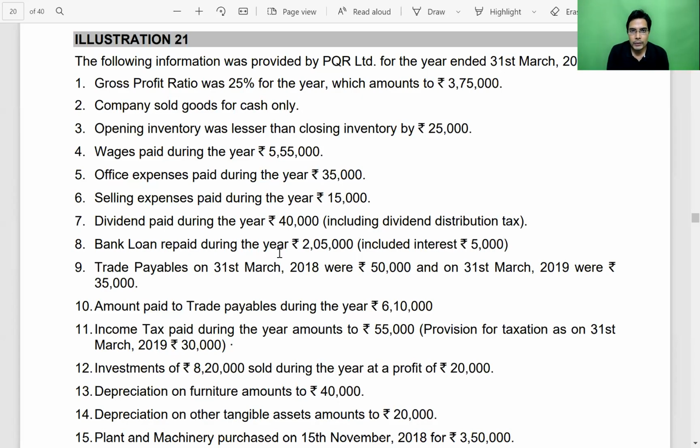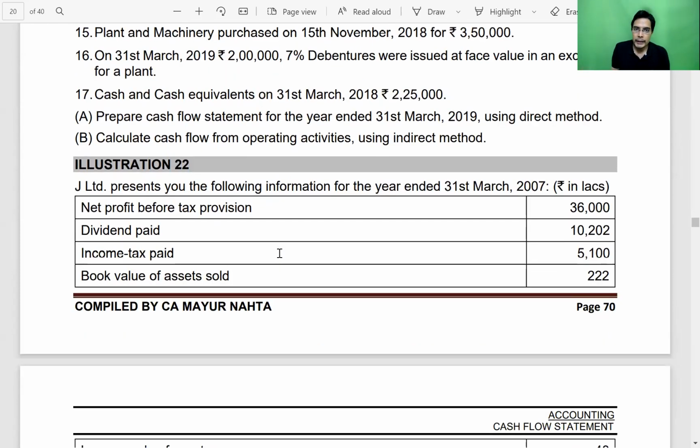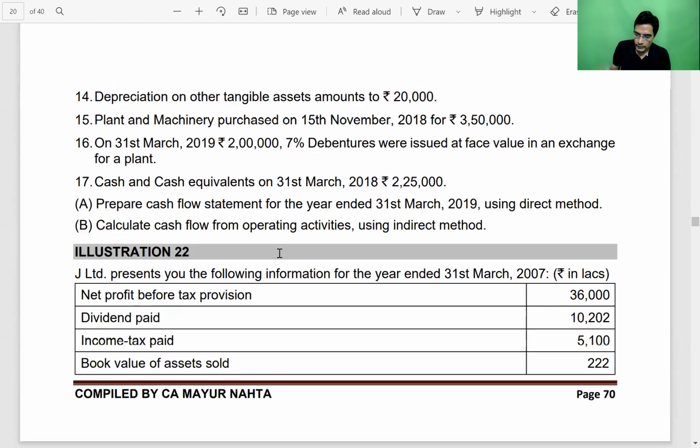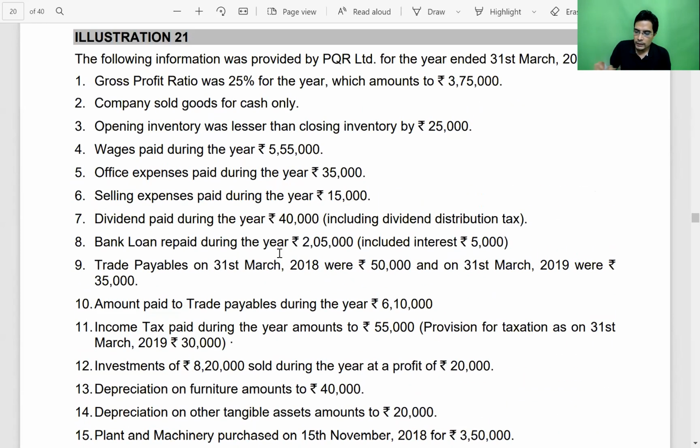Hi, all of you. We have to do question number 21 of cash flow statement. We're going to discuss in this video question number 21 of CFS. It's given in page number 70 of our material. This question was asked in May 2019 attempt. So let's read this question first.